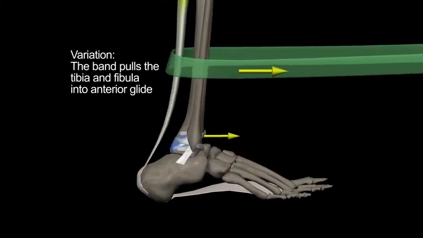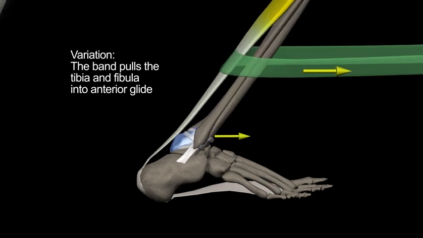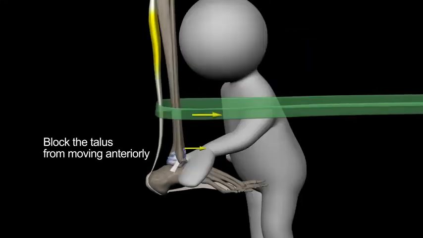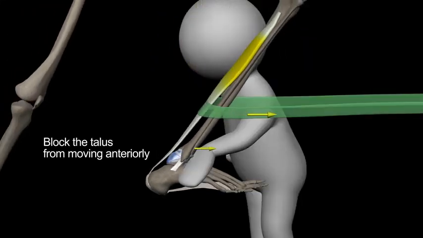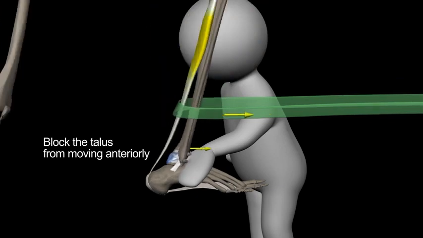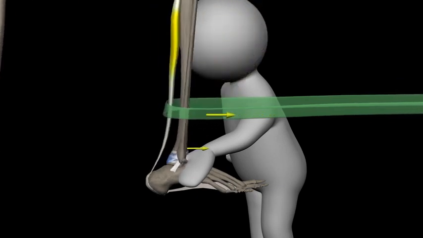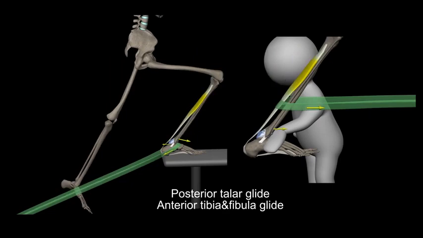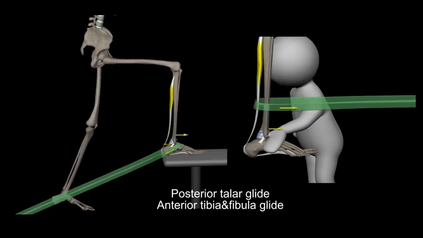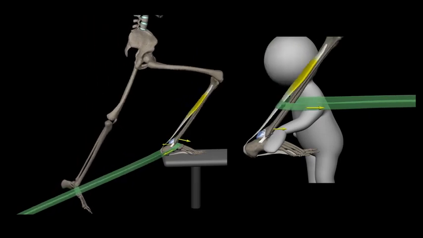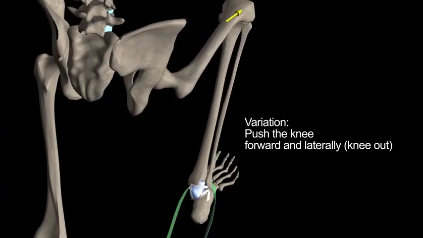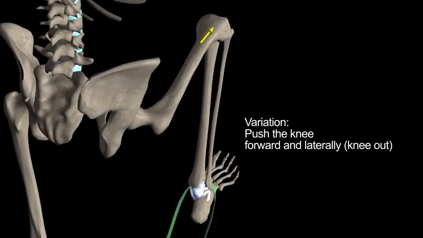Variation: the tubing pulls the tibia and fibula into anterior glide. The trainer blocks the talus from moving anteriorly. The result is posterior talar glide and anterior tibia glide. Another variation: push the knee forward and laterally out.